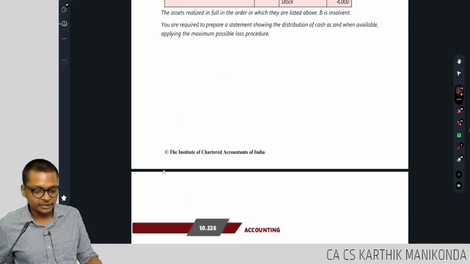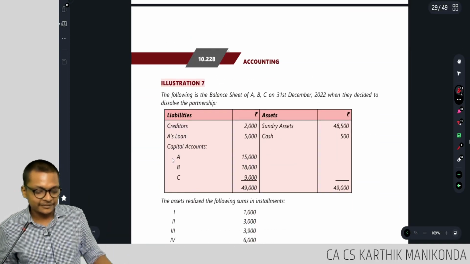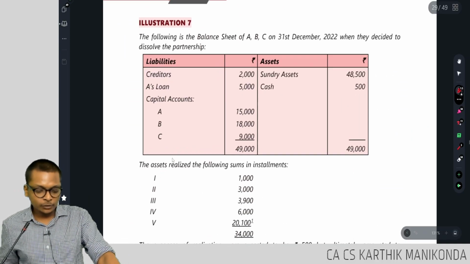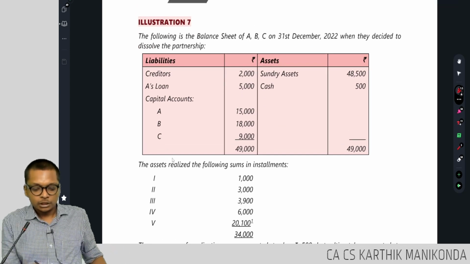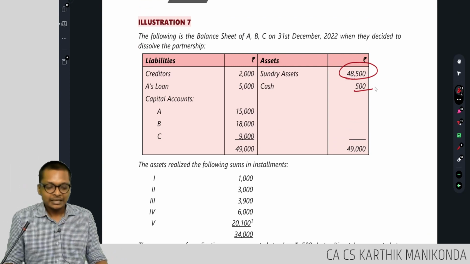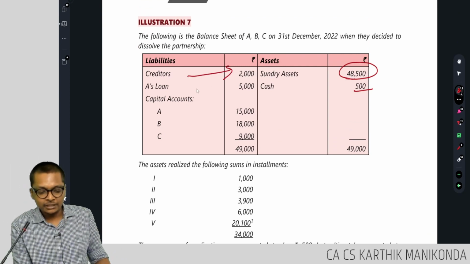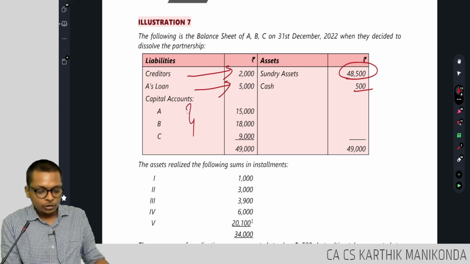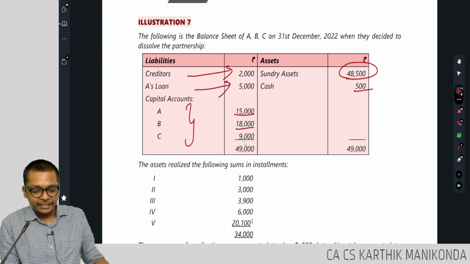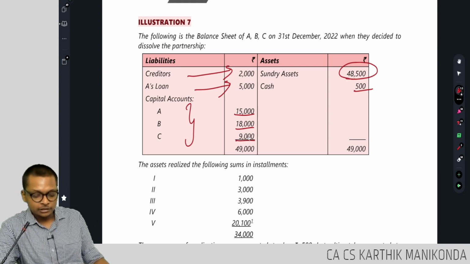Let's take one question. Let me take illustration 7. If you look at illustration 7, they are saying the total assets is 48,500, cash is 500, liability creditors is 2,000, A's loan is 5,000, capital account of ABC is 15,000, 18,000 and 9,000.